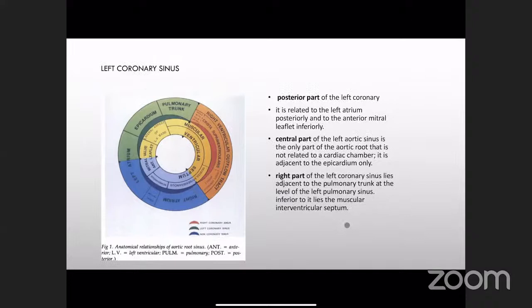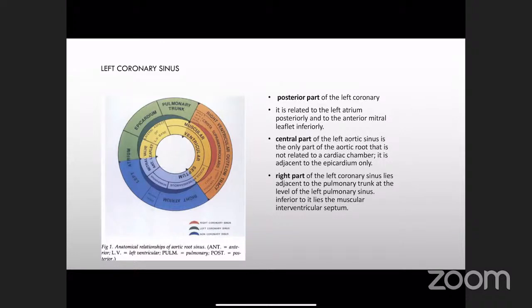Left coronary sinus: the posterior part of the left coronary sinus is related to the left atrium posteriorly and to the anterior mitral leaflet inferiorly. The central part of the left aortic sinus is the only part of the aortic root that is not related to a cardiac chamber. It's adjacent to the pericardium only.